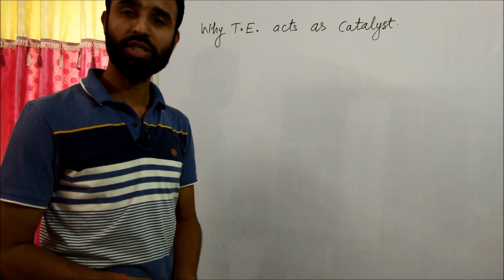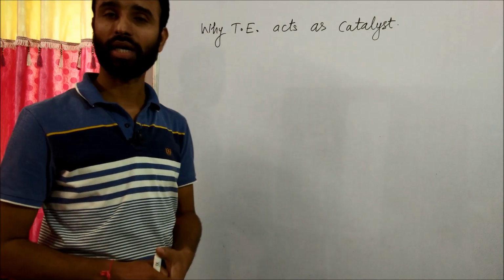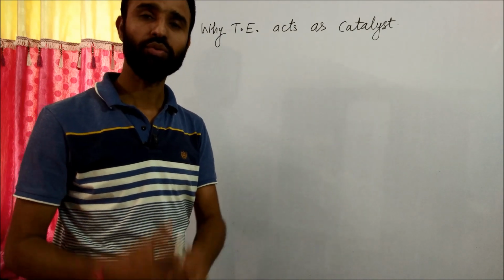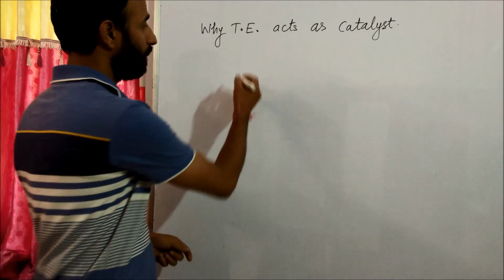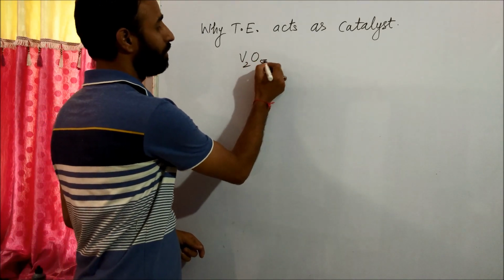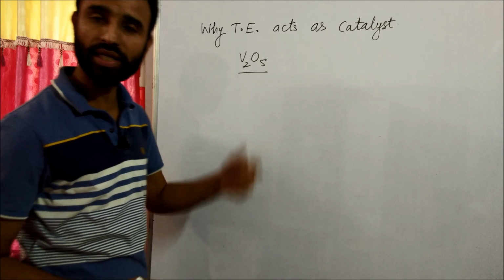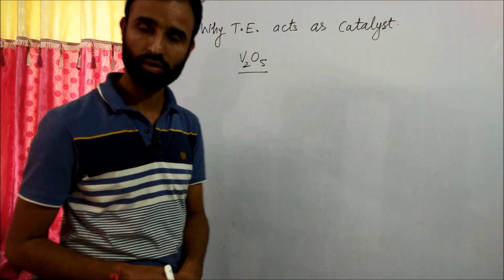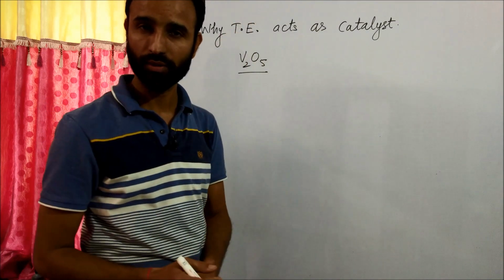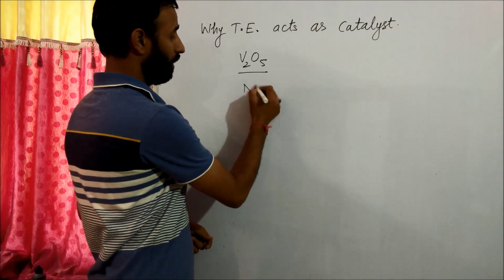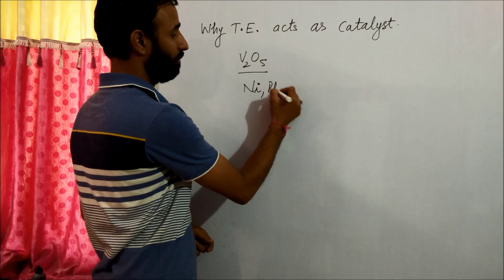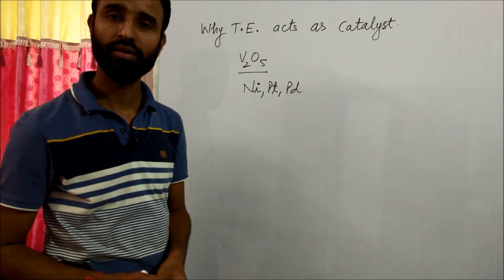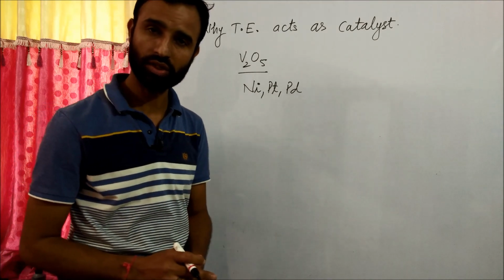Why do transition elements act as catalysts? See, there are so many transition elements which behave as catalysts. For example, V2O5 is used as a catalyst in the contact process to convert SO2 to SO3. Then nickel, platinum, palladium are used as catalysts in the hydrogenation of alkenes.